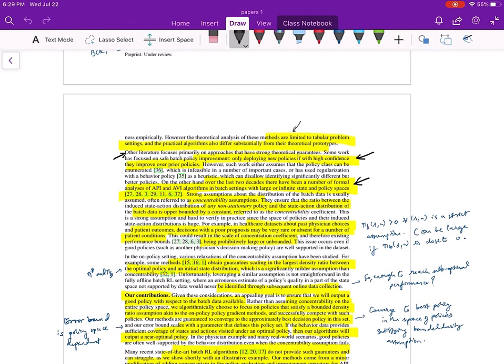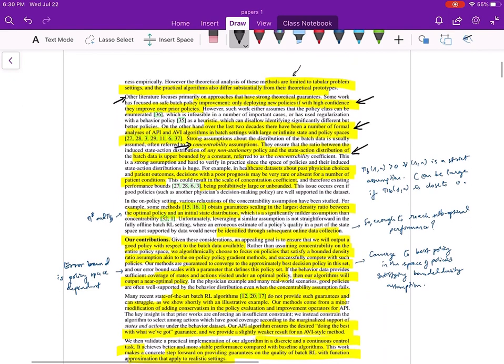Now they again mention the concentrability assumption which the previous works use, which they avoid. As I said, the ratio of the non-stationary policy and the batch data policy is bounded by a constant. This was the issue which makes the constant C large if the dataset policy for certain state-action pairs is close to 0.